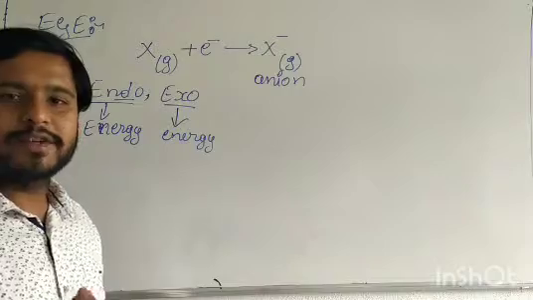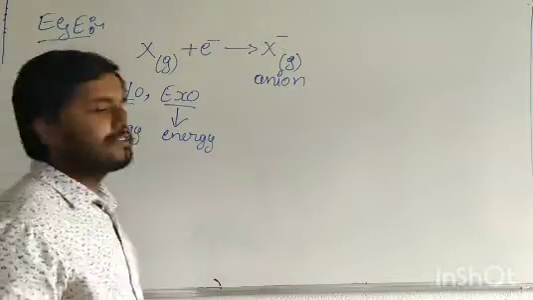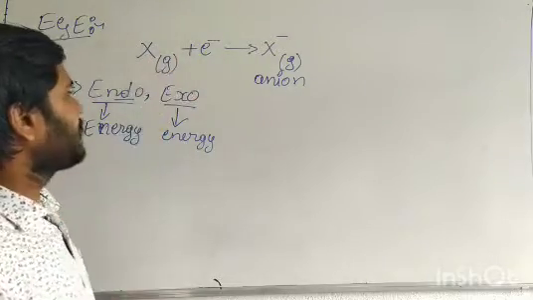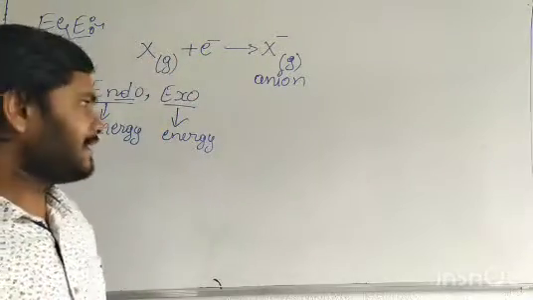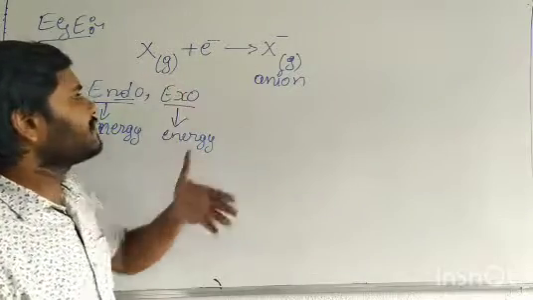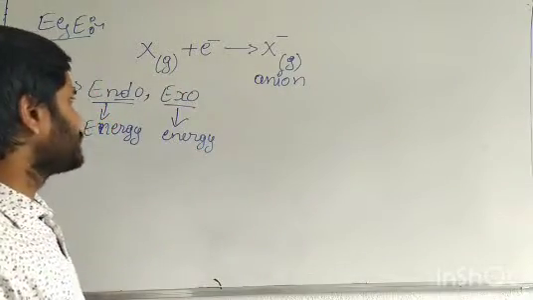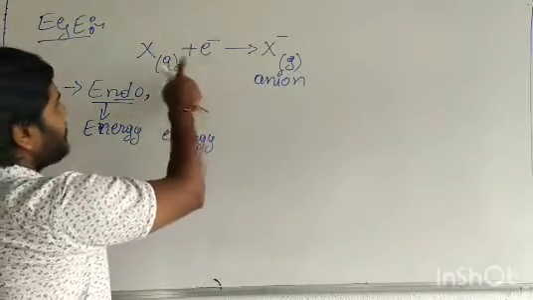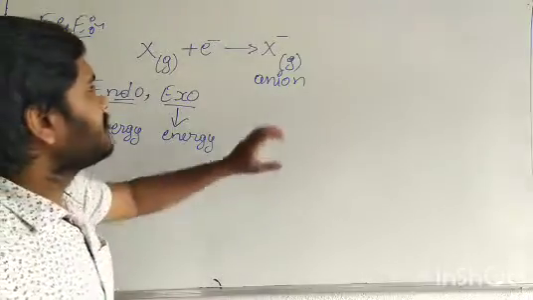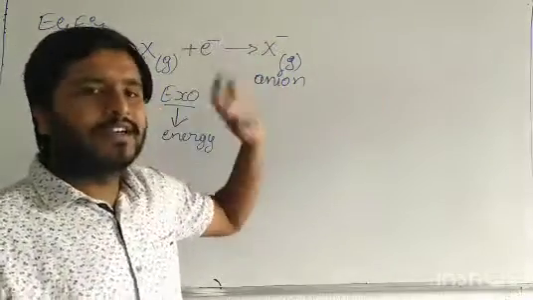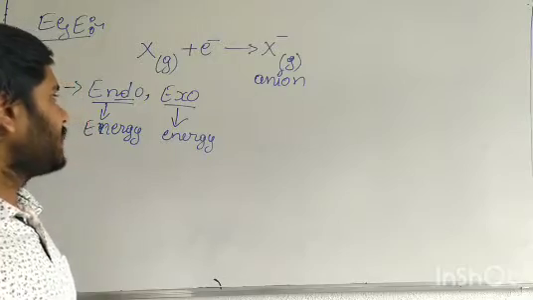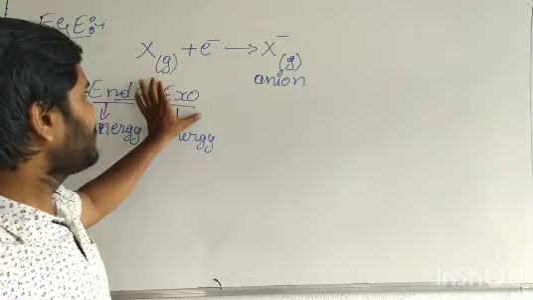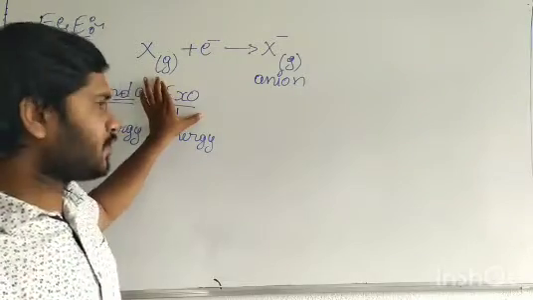Most of the elements in your periodic table will add extra electrons by liberating energy. That means the reactions will be exothermic in nature. When you add an electron to a neutral gaseous atom, the reaction involves liberation of some amount of energy. So, most of your periodic table elements will liberate energy when you add an electron to it.